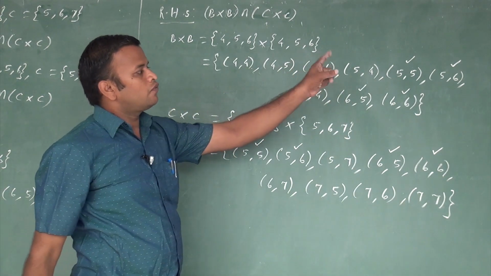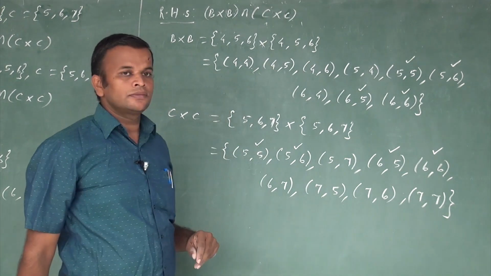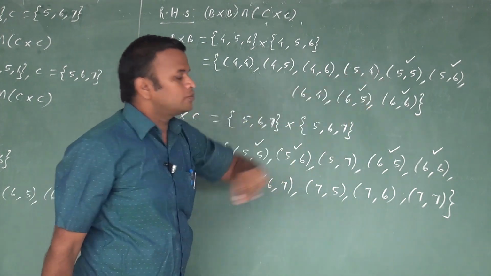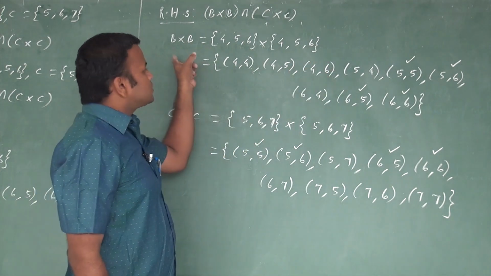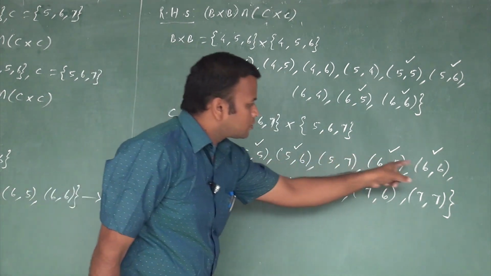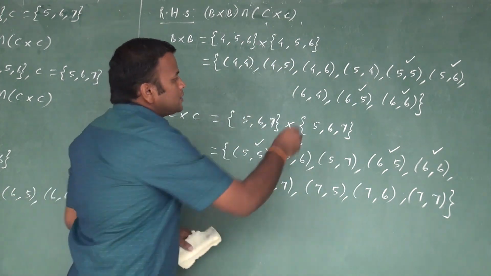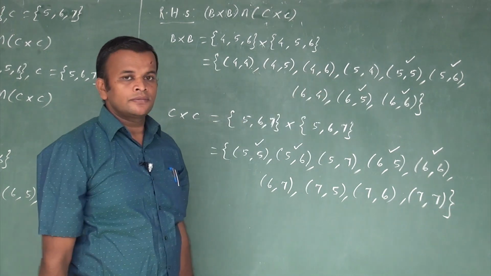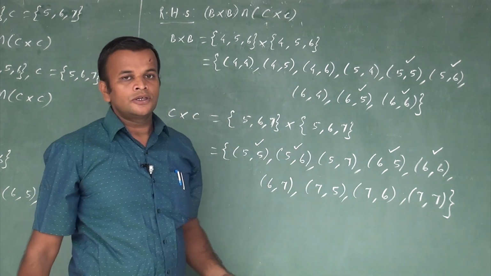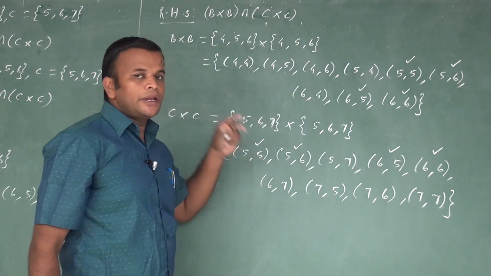So there will be 4 ordered pairs. These 4 ordered pairs only are common in both the sets. The remaining are not common in both. For example, I take 5 comma 4. The ordered pair 5 comma 4 lies in B cross B. We check C cross C, is 5 comma 4 there? No. So that's why we leave 5 comma 4. And 6 comma 4 lies in B cross B, but the ordered pair 6 comma 4 does not lie in C cross C, so we leave it. Intersection means common. So these 4 ordered pairs only are common in both the sets.